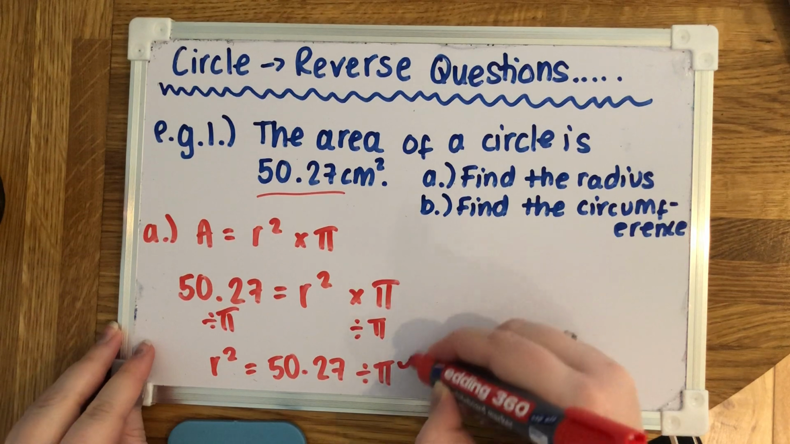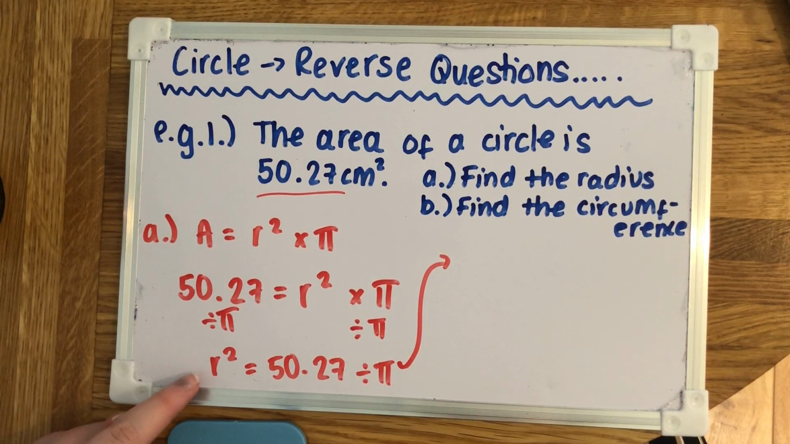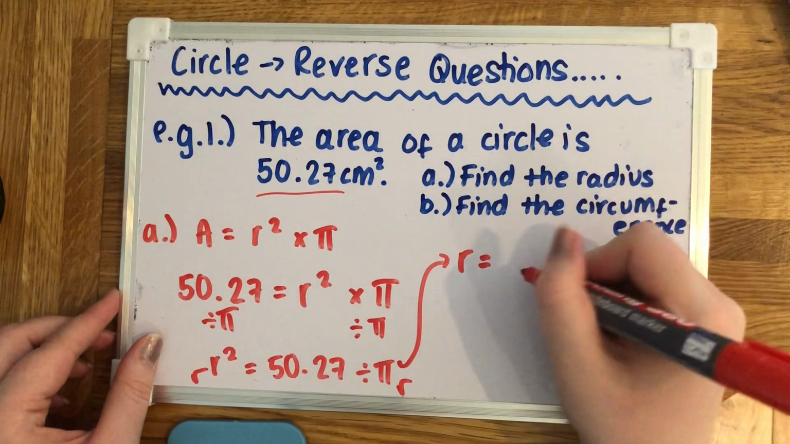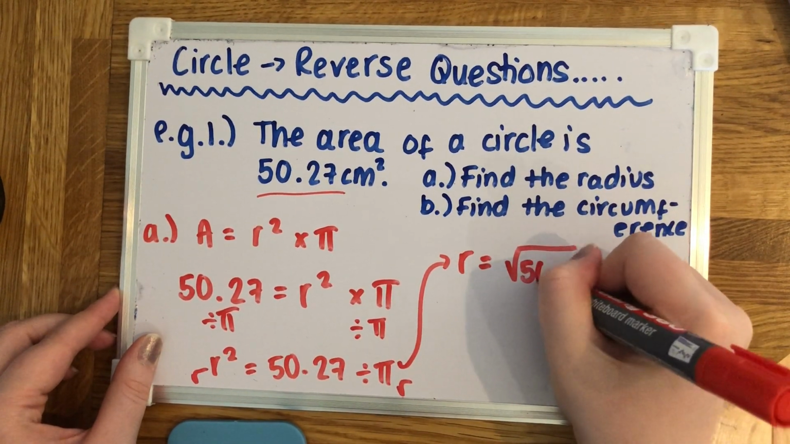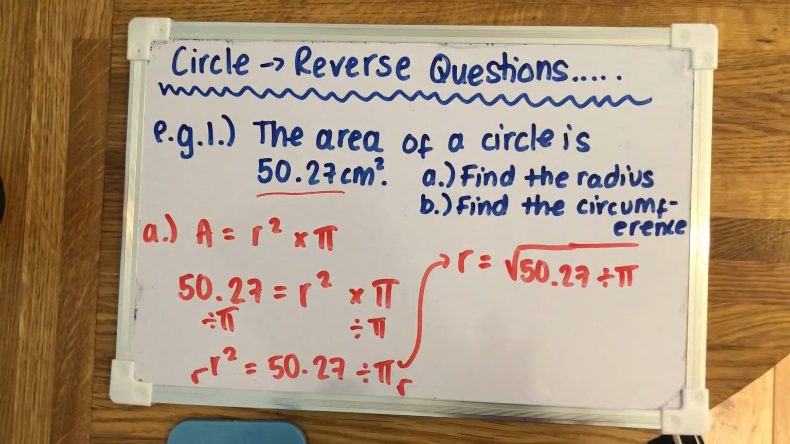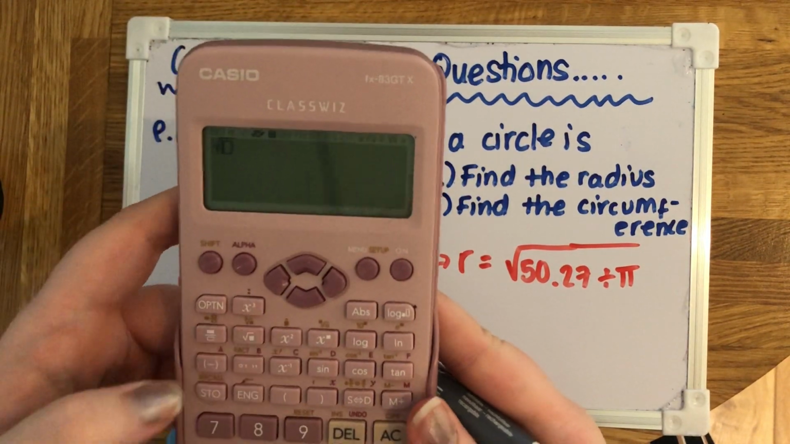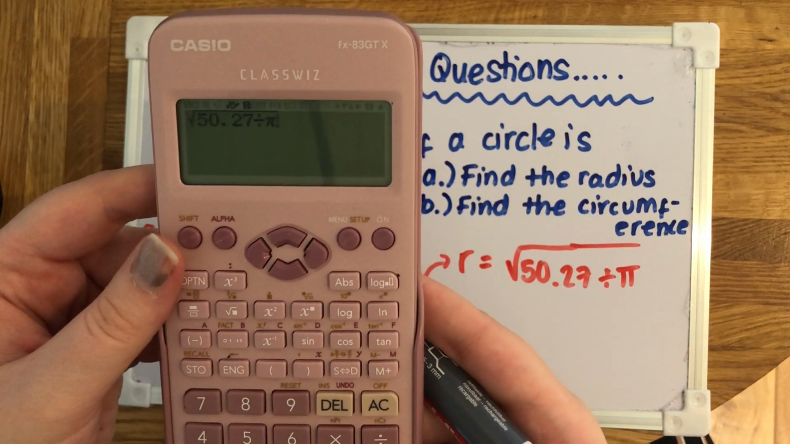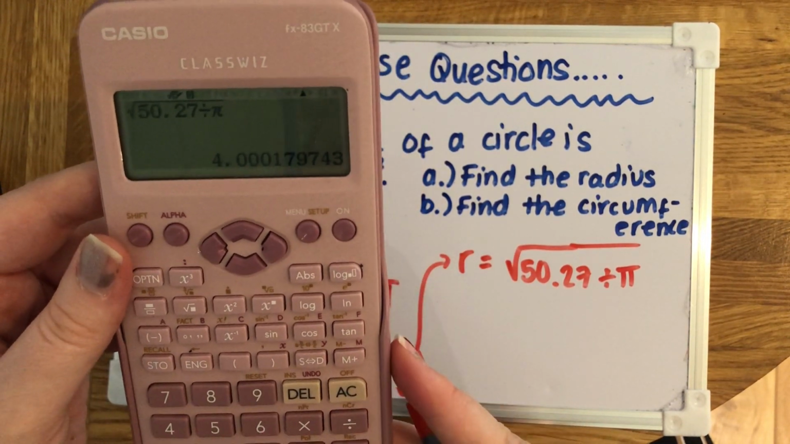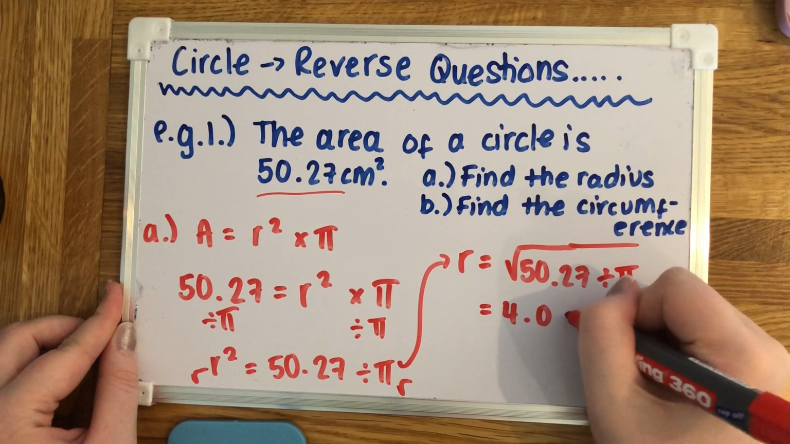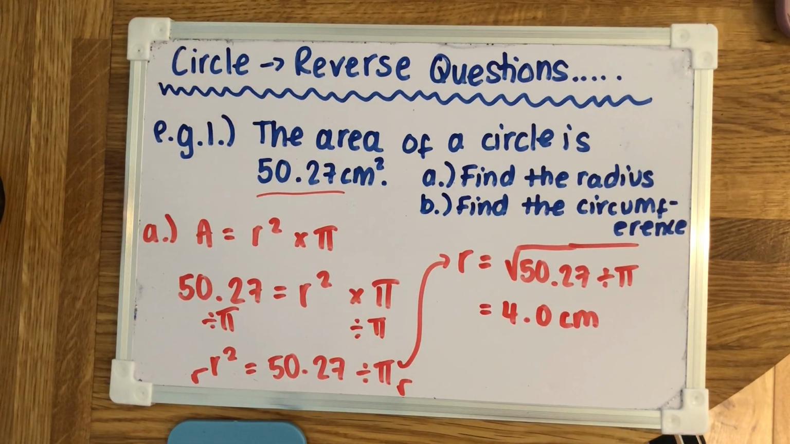From there, I'm going to do a little arrow. I just want R. Now the opposite of squaring something is square rooting. So I'm going to do a little square root sign here. So R is going to be the square root of 50.27 divided by pi. And you can type that all into a calculator in one go. So square root of 50.27 divided by shift and then the middle button to get you pi. That gives 4.00, so I'm just going to write 4.0 centimetres. Okay, so that's part A done.